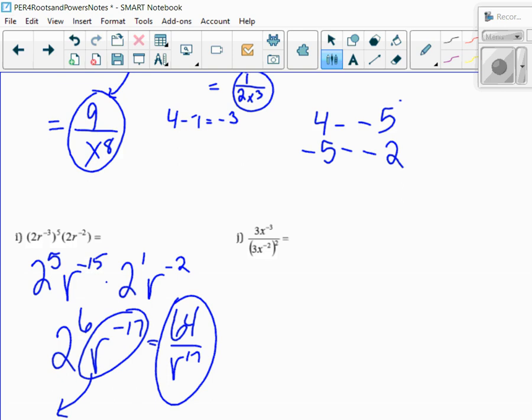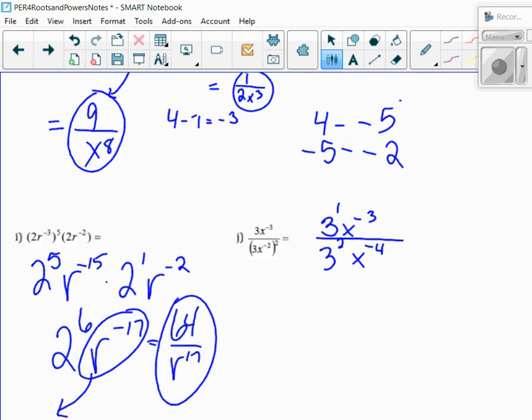Yes? Okay, again, here I would do the power to the power rule first. So this is 3 to the power 1, x to the power negative 3 over 3 to the power 2, x to the power negative 4. Did everybody see what I did so far? All I did was the power to the power on the denominator.